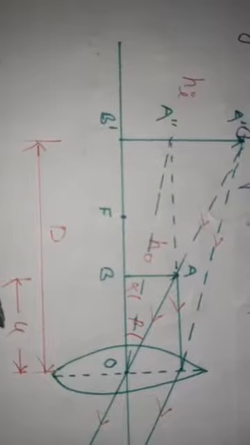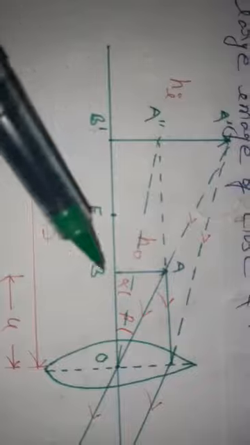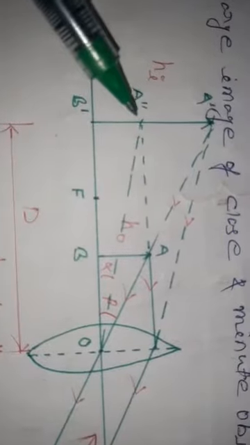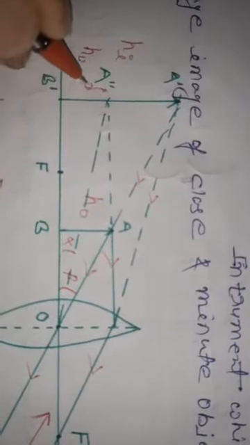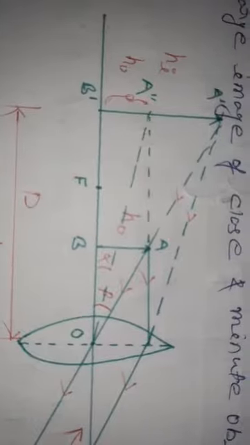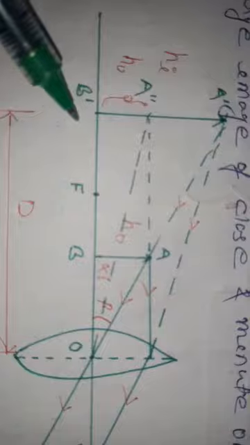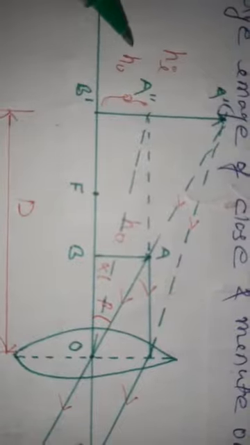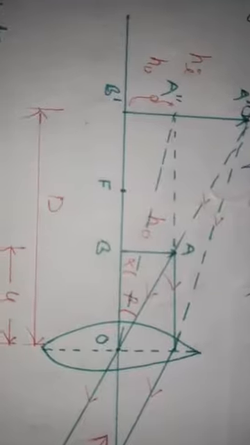So HO upon U. And what is tan alpha? This will be your tan alpha. So this is HO, this distance is also HO. What is the value of tan alpha? Perpendicular upon base. So HO divided by this distance, which is the distinct vision, that is D. So HO upon D will be your tan alpha.